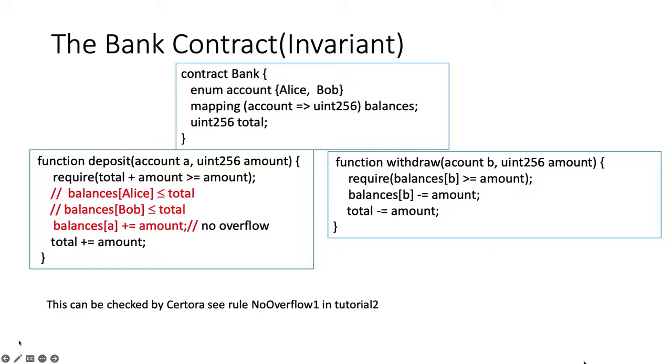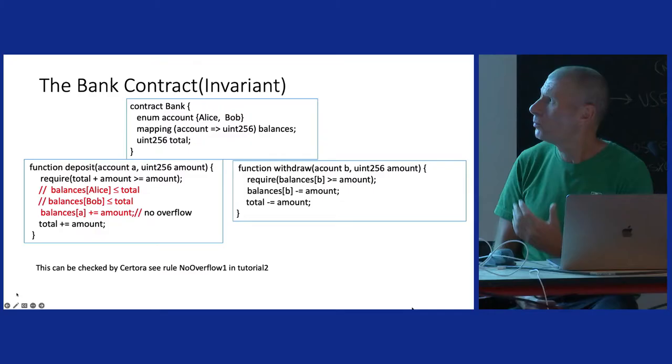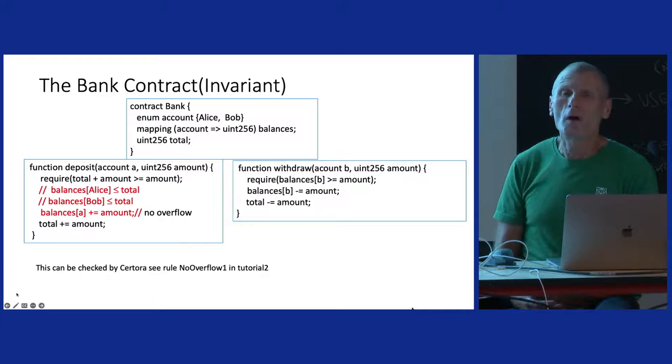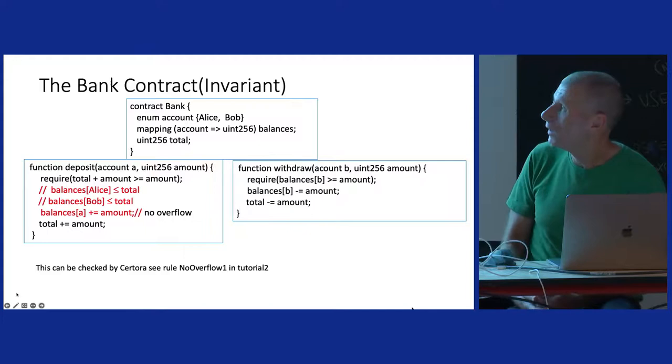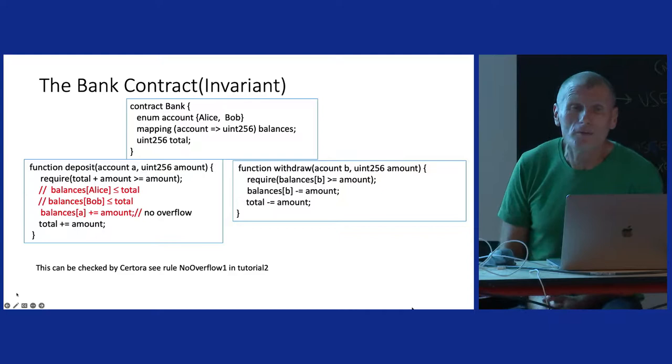You see, we have to tell the tool that balance of Alice is less than total, balance of Bob is also less than total. And then because of that, and because you have the require, and later on tomorrow, Thomas will explain to you, the tool is actually fairly complicated, and it understands all the EVM semantics, in fact, which is nice. So the tool will then be able to prove that this doesn't create an overflow. But what is the problem with the property that balance of Alice is less than total, and balance of Bob is less than total? Is this property inductive?